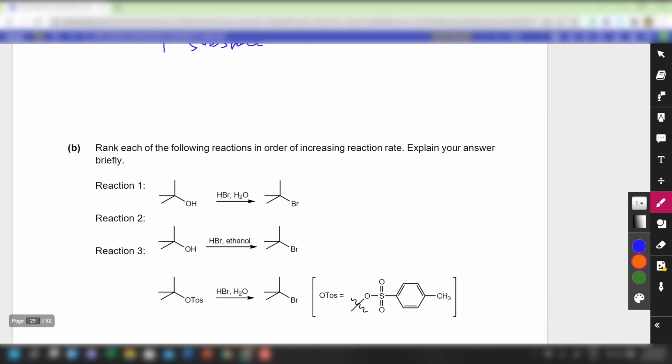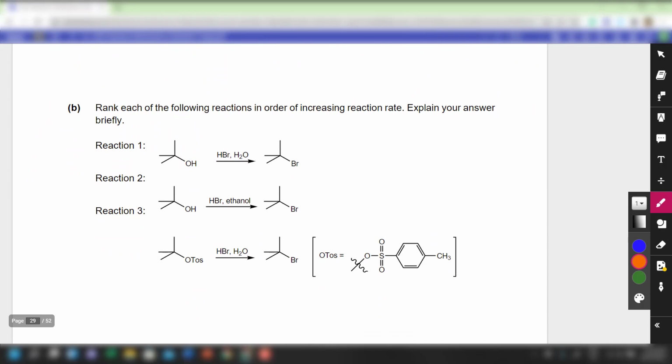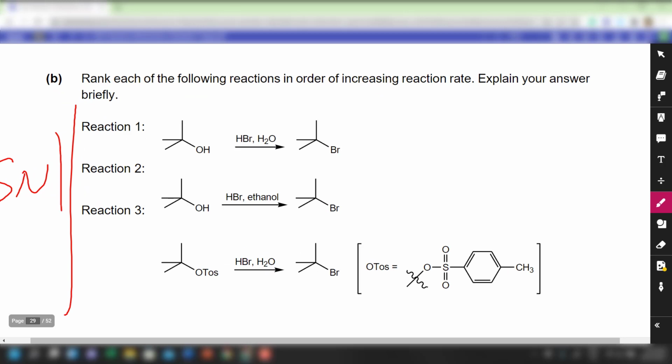Right? And then for part B, I'm supposed to rank each of the following reactions in order of increasing rates. Explain your answer. Again, all of them are tertiary, so we're looking at SN1. When we're looking at SN1, the first thing we need to understand is that we need a good leaving group. My apologies, this should be OTs, like this. Okay, I think whatever we have written is fine. This is known as a tosylate.